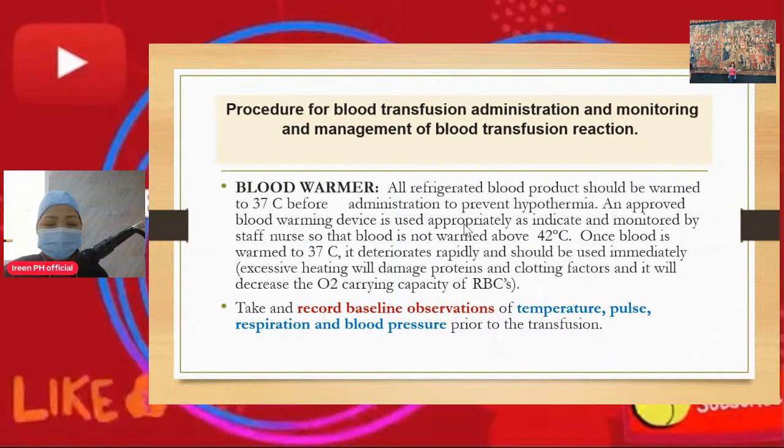Take and record baseline observations. What you will observe, of course, the temperature, the pulse, respiration, and blood pressure prior to the administration.